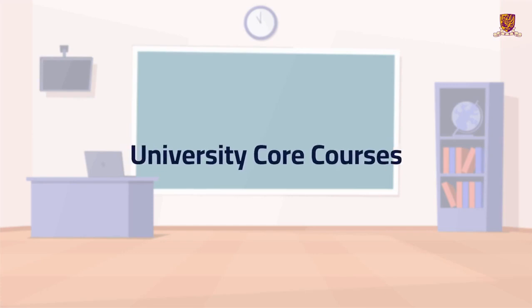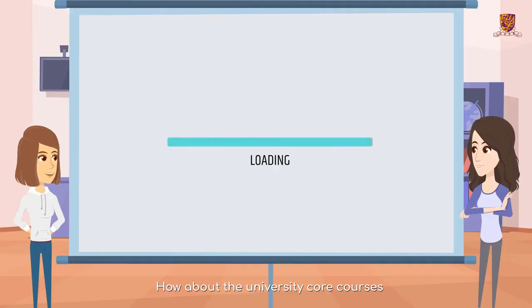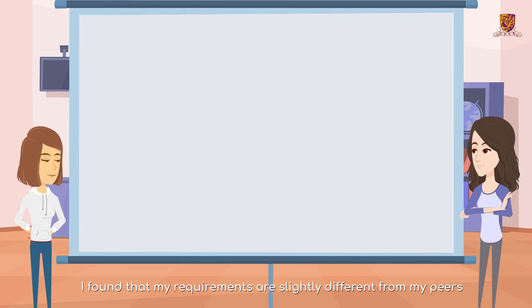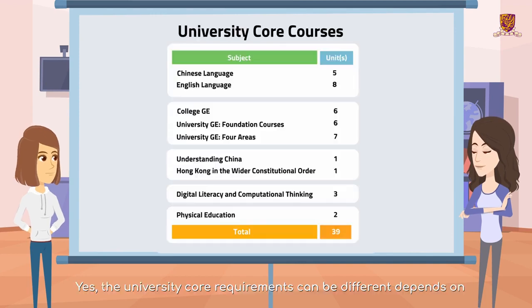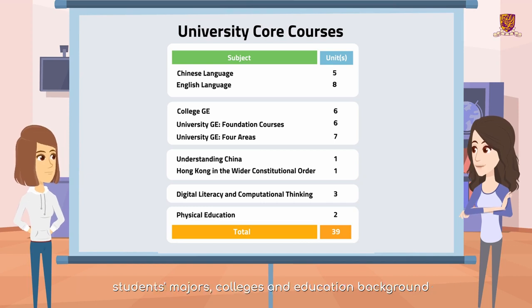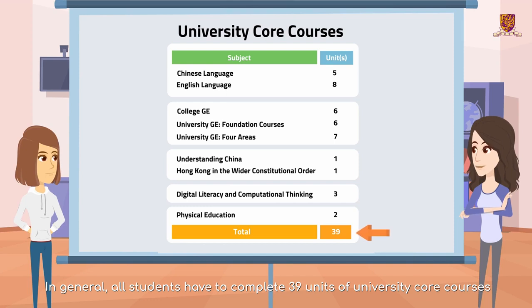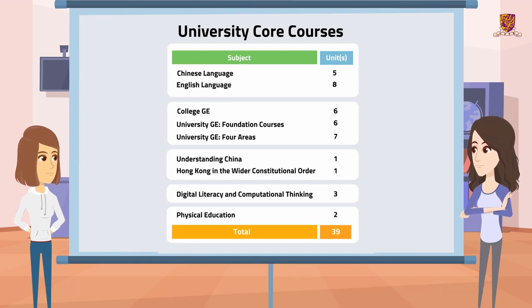University core courses. How about the university core courses? I found that my requirements are slightly different from my peers. Yes, the university core requirements can be different, depending on students' majors, colleges, and education background. In general, all students have to complete 39 units of university core courses.